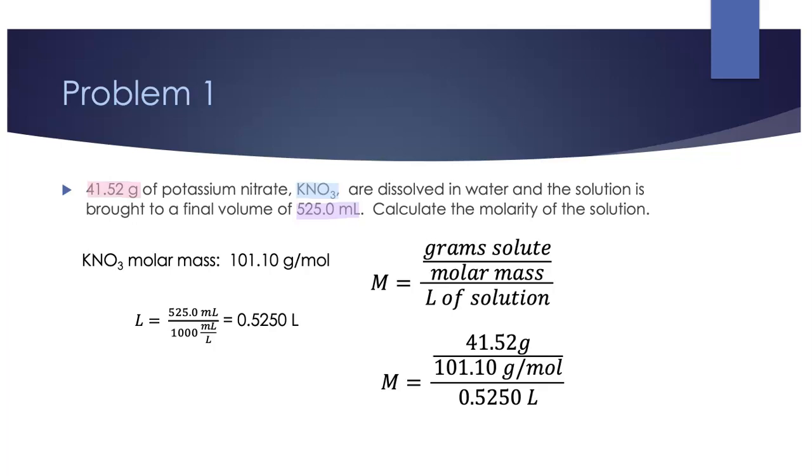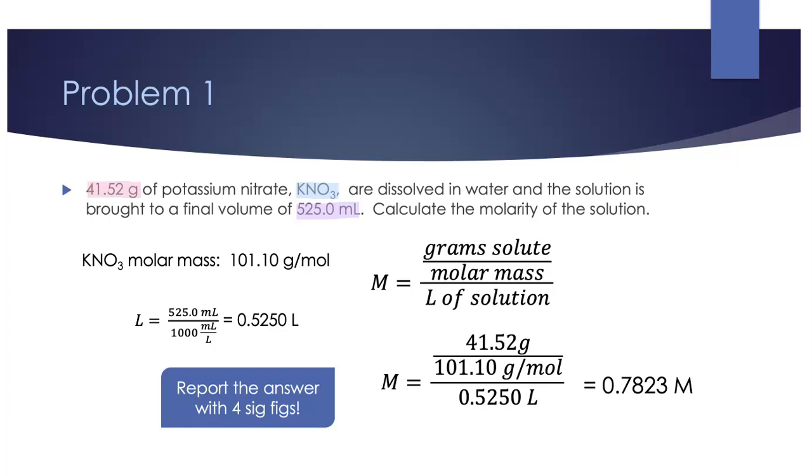So at this point, we can substitute everything in. We get 41.52 divided by 101.10, and then we have to take that and divide it by 0.5250, and we get an answer of 0.7823 molar for our molarity of the solution.